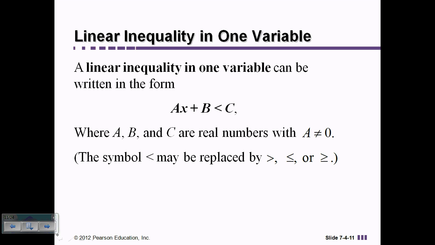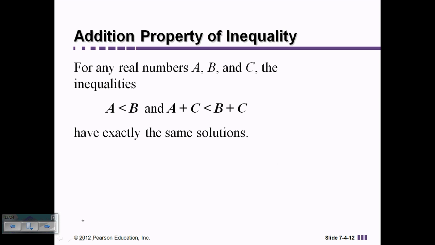All right, so when you're solving a linear inequality, all the steps are the same as when we were solving an equation. So a linear inequality, same rules as equations, can be written in the form of ax plus b is less than c. The less than symbol can be replaced with any of the valid symbols. Just like with equations, I can add something to both sides, and I haven't changed the problem, so I can add c to both sides and the problem hasn't changed.